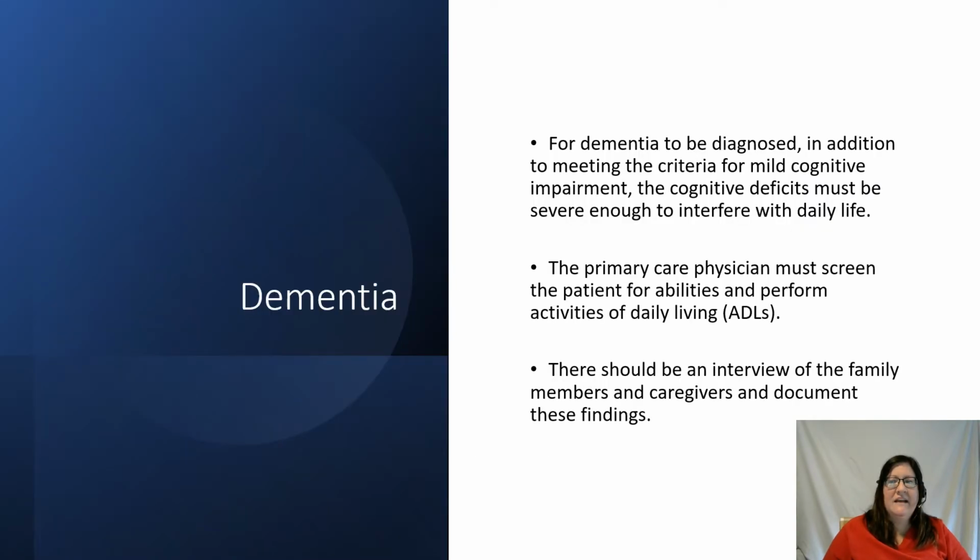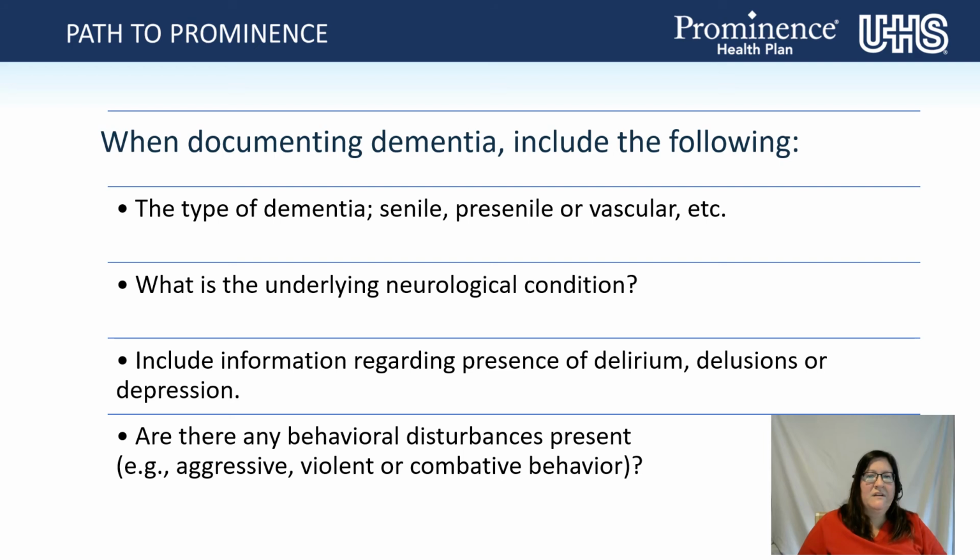For dementia to be diagnosed, in addition to meeting the criteria for mild cognitive impairment, the cognitive deficits must be severe enough to interfere with daily life. The primary care physician must screen the patient for abilities to perform activities of daily living. Interviewing the family members and/or caregivers is important, specifically documenting these findings in the progress note for a more definitive diagnosis. When documenting dementia, include the following.